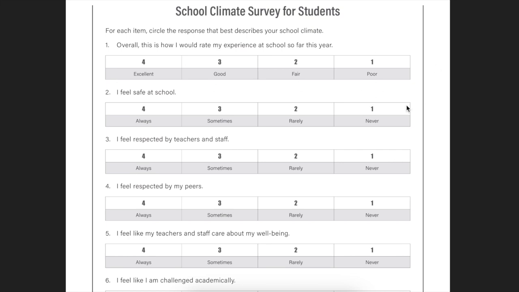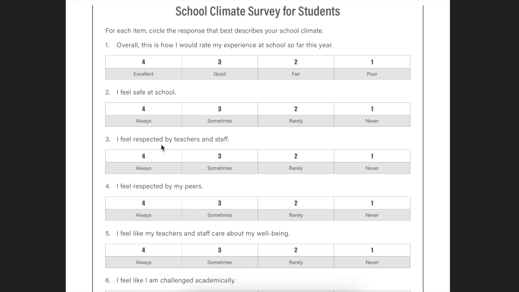Love the 1 to 4 scale, especially because there are descriptors at each response option. This is really critical for students comprehending what the numbers mean. Now let's look at some of the statements. So overall rating for your experience at school, and then we get into specific elements.